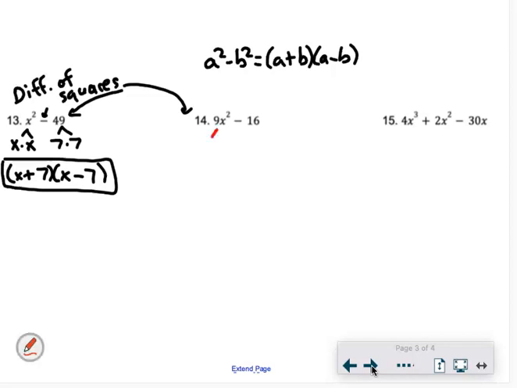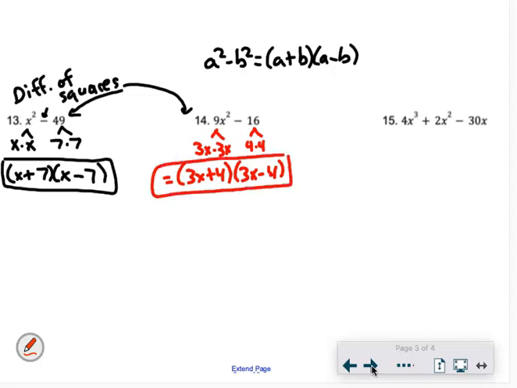14, okay, can I break 9x squared into 2 of the same thing? Well, 9 is just 3 times 3, and x squared I can write as x times x. So I can write this as 3x times 3x. 16 is a perfect square. I can write it as 4 times 4. So the answer, 3x plus a 4 and 3x minus a 4. They're exactly the same sets of parentheses. You just have one of them positive and one of them negative.